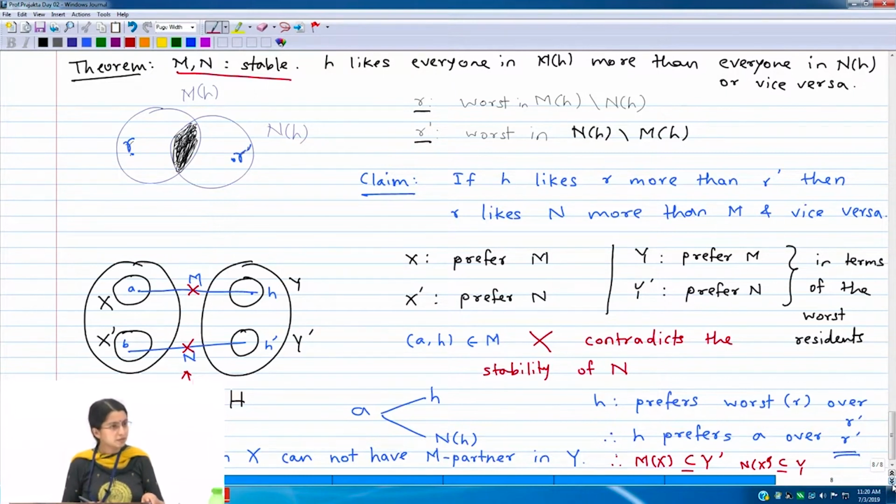Not necessarily. Yes. So we are asking everybody to compare only M and N. For residents, the comparison is obvious. For hospitals, we are asking them to compare in terms of the worst residents that they get in either of the two matchings. And while doing this, we ask them to ignore the ones which are common in M and N.